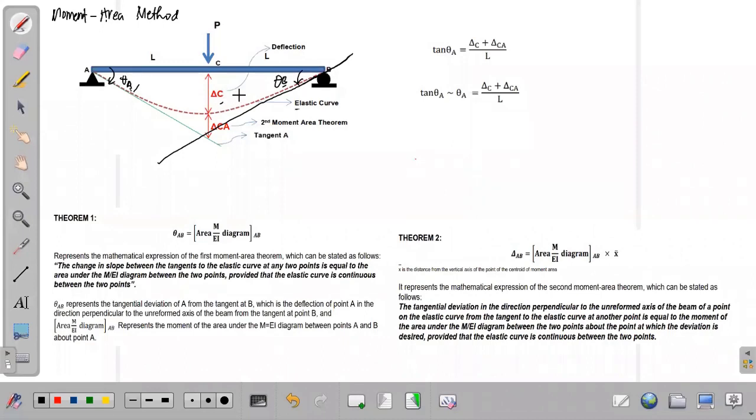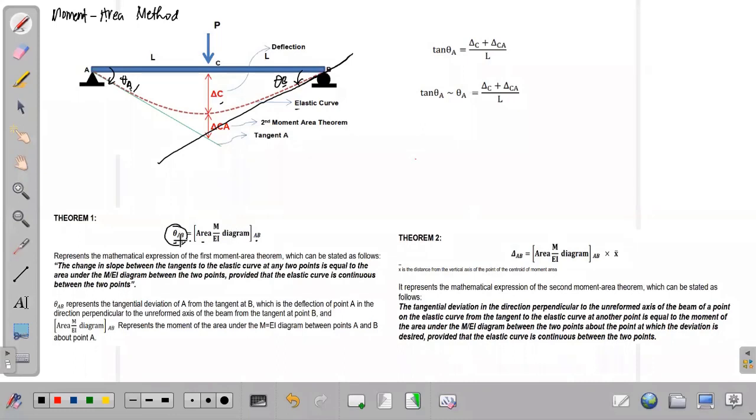So we actually have two theorems in the moment area method. The first theorem, theta AB, represents the tangential deviation of A from the tangent at B, which is actually the deflection at point A in the direction perpendicular to the undeformed axis of the beam from the tangent at point B. This is equal to the moment of the area under the M/EI diagram between the points. For AB, between points AB. For BC, between points BC. Okay? So that is our theorem 1.